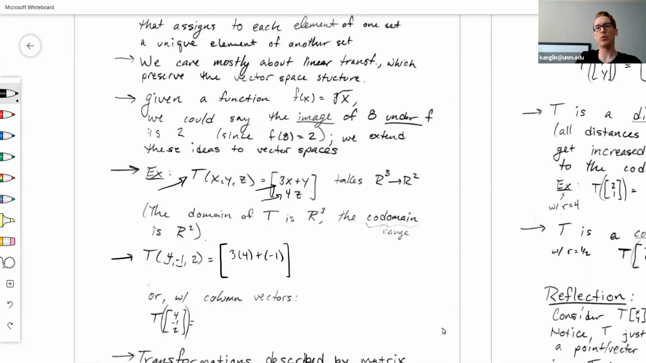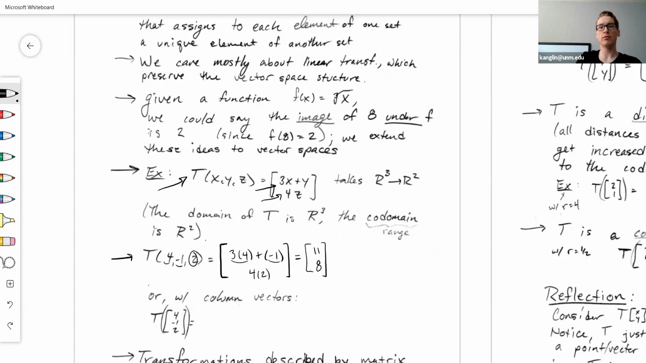And the second component will just be 4 times the z value, so 4 times 2. And so we put this together, we see what we get. 12 plus -1 is 11. 4 times 2 is 8. And so the output that goes with 4, -1, 2 is 11, 8.